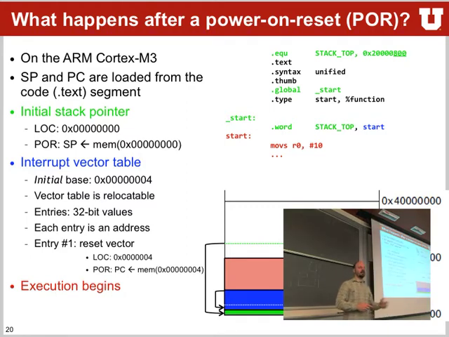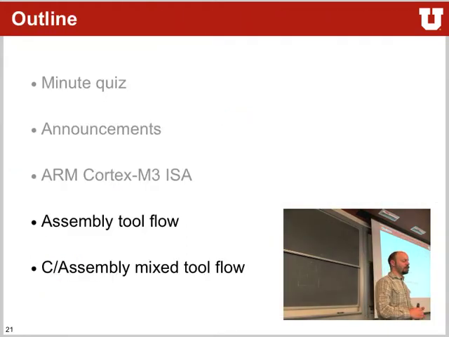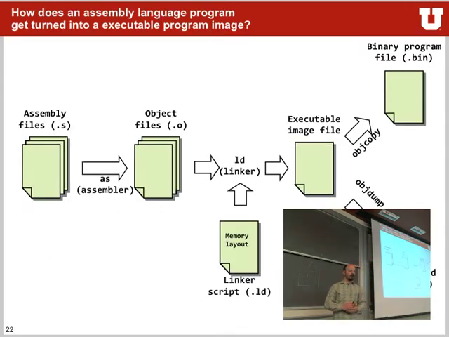How does this happen? Well, that's what we're looking at now, the assembly tool flow. So how do we go from your assembly code down into the binary code that actually can get uploaded in your microcontroller? Because there are a couple of different steps that are actually happening before this is possible.